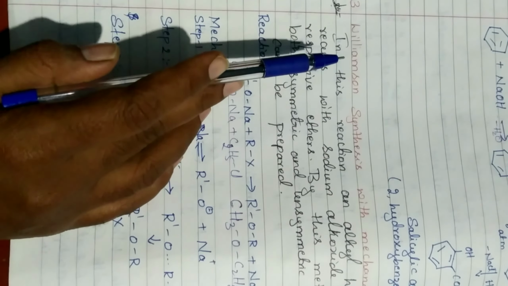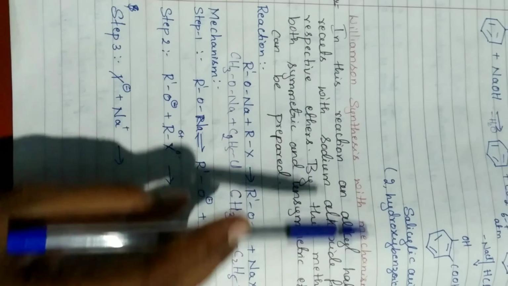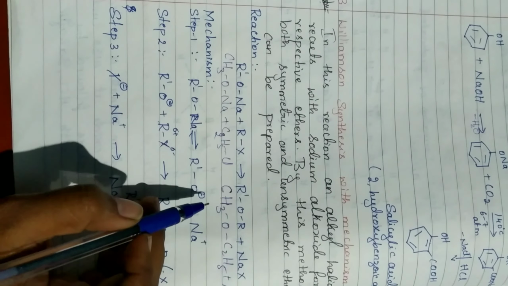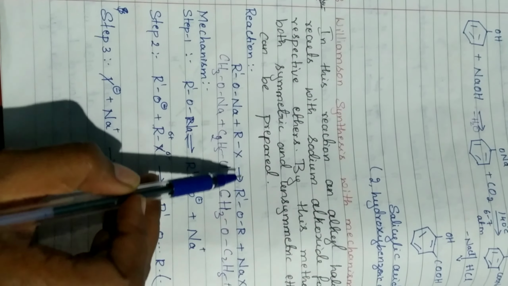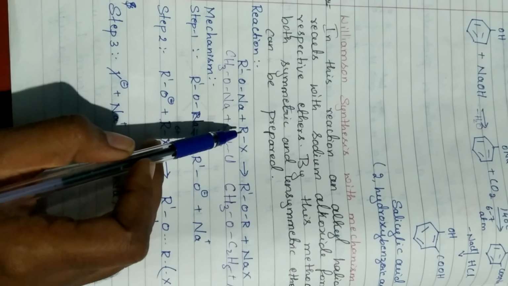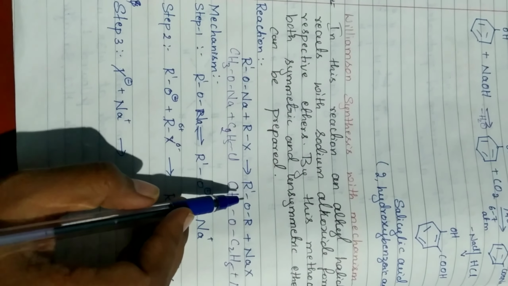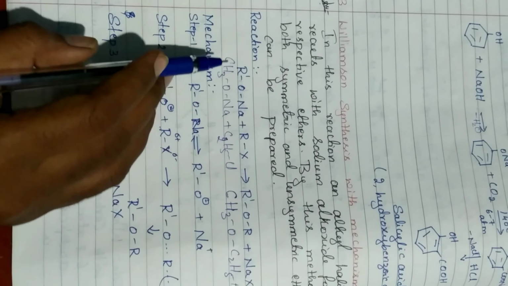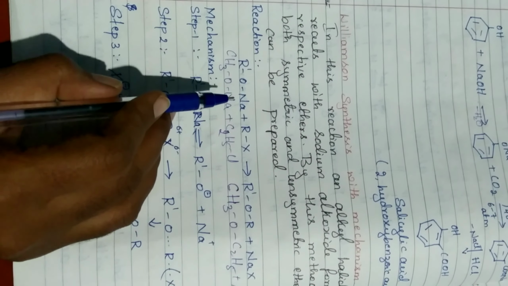The next important question is Williamson synthesis. Williamson synthesis is done to prepare ethers. Here is a general reaction for this. Sodium alkoxide is treated with alkyl halide in order to get ether and sodium halide.